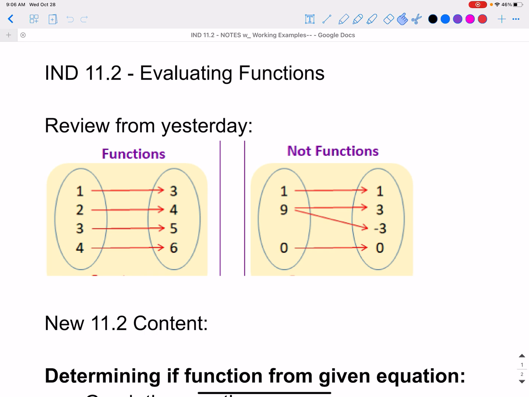So today we are going to be talking about indicator 11.2, or 11 day 2. We are going to do a quick review from yesterday, and then we are going to go into the new content, which is evaluating functions.